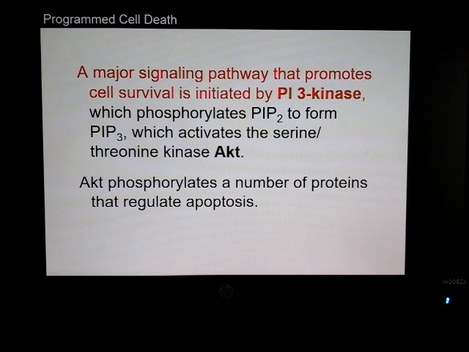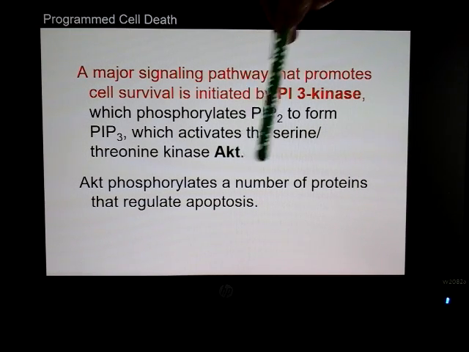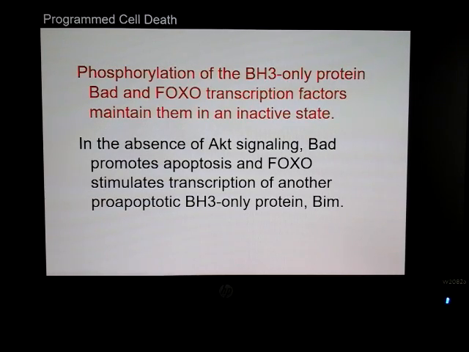Now, please know that the major signaling pathway that promotes cell survival is initiated by PI3 kinase. And I talked about this in another chapter that will activate a threonine kinase called AKT. And then downstream of that, there's a whole cascade of other phosphorylations that will take place. Now, we have two other types of phosphorylations that can take place. Phosphorylation of Bad and FOXO. I actually have a paper published where I looked at Bad phosphorylation. And these will maintain them in an inactive state.